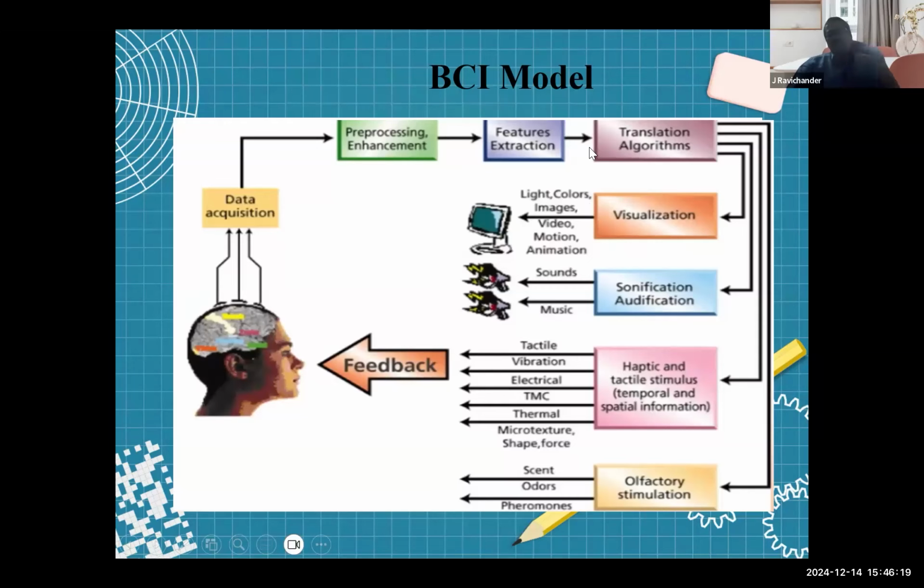After taking some features, we have to apply some algorithms. Usually, as brain computer interface academic scientists, we naturally work in this particular area: developing algorithms to classify the signals. That is one particular area we can work on. This is the best part we can utilize for our research.